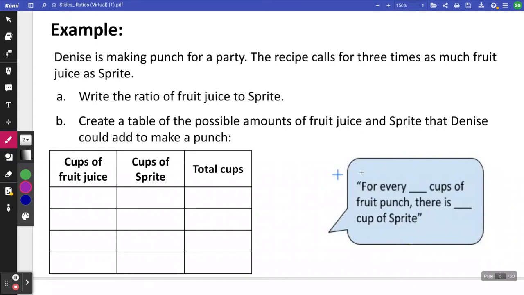I'm going to have you look down at this little quote bubble down here. When I say the recipe calls for 3 times as much fruit juice as Sprite, how much fruit juice are we adding and how much Sprite are we adding in that recipe? See if you can fill in those two blanks in this quote bubble here.